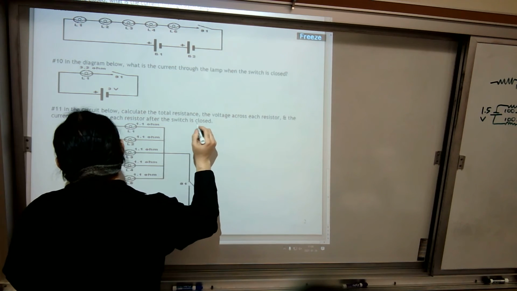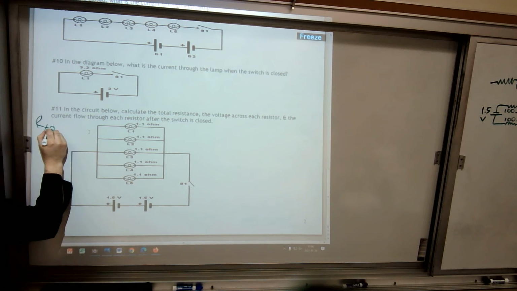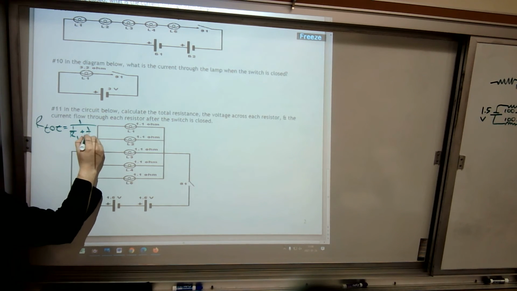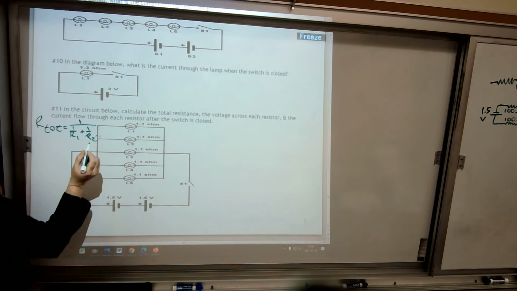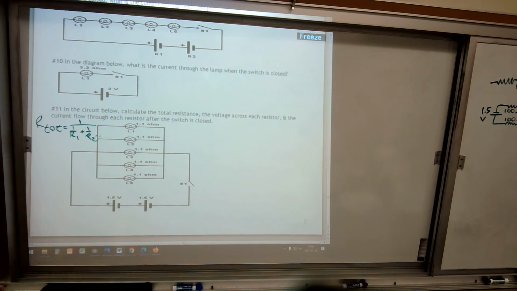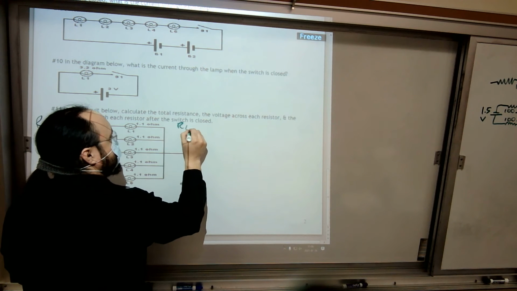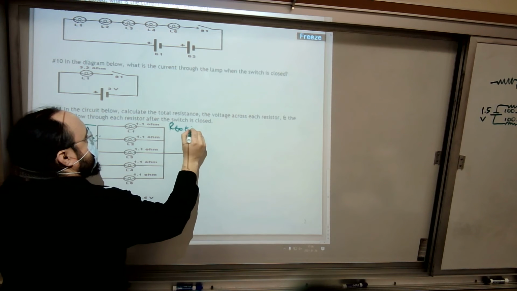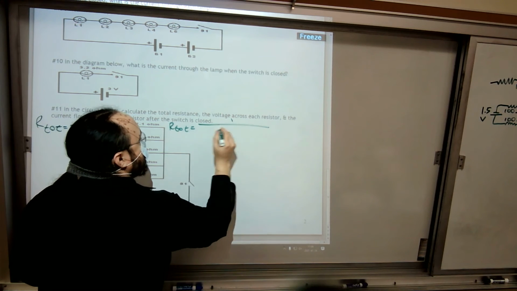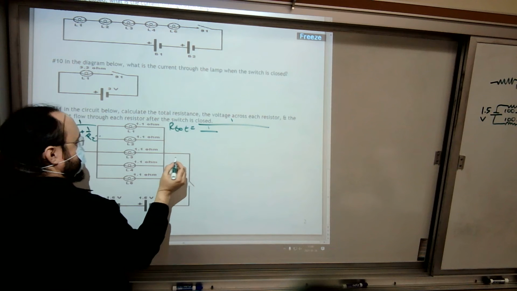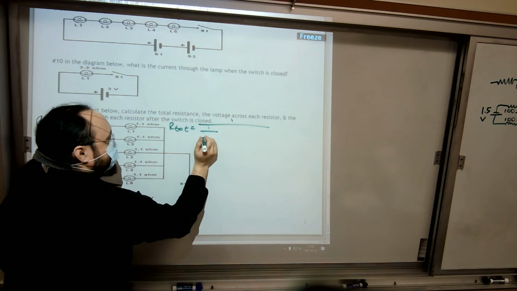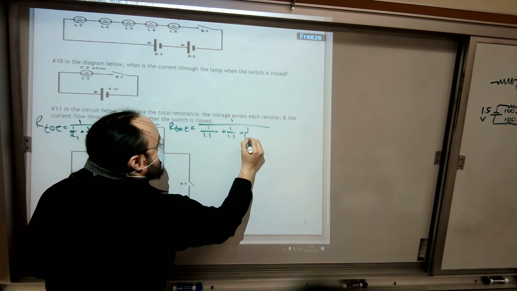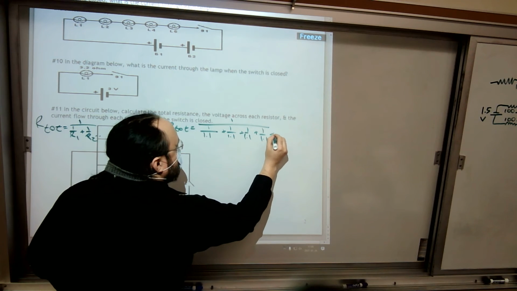Let's see. Our total resistance formula is 1 over R1 plus 1 over R2, etc. plus 1 over R3. We've got 5 of them this time. So when we do this, we're going to say 1 over, each of these is 1.1 ohms. 1 over 1.1, 1 over 1.1, 1 over 1.1, and 1 over 1.1.